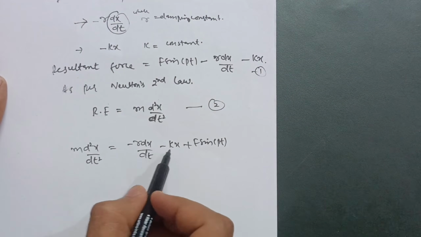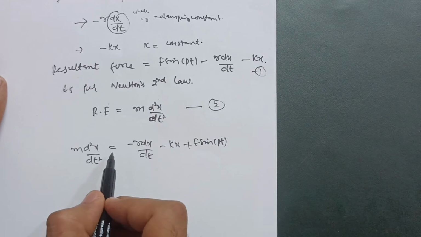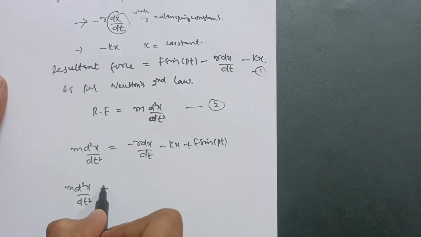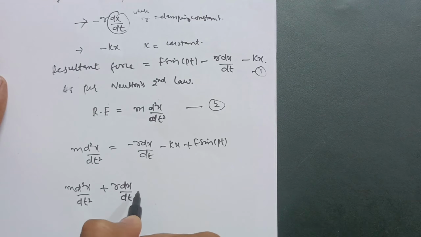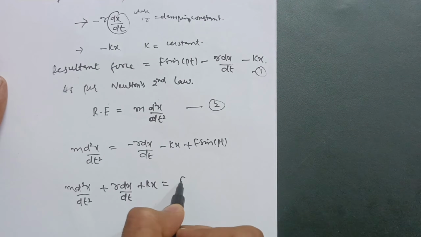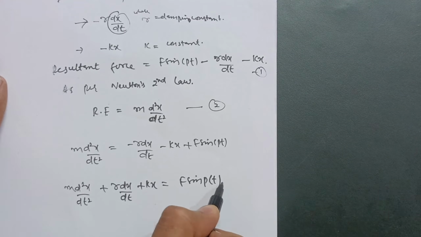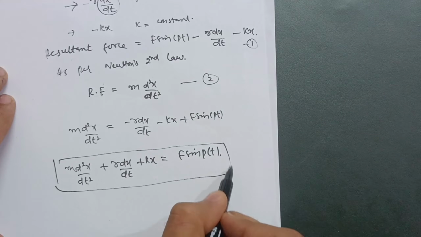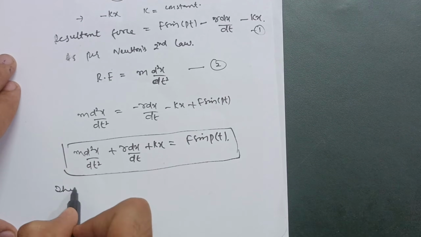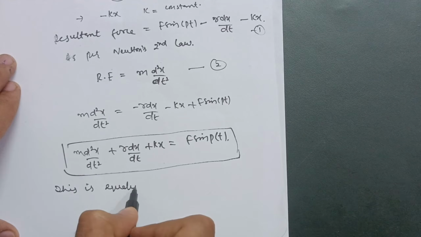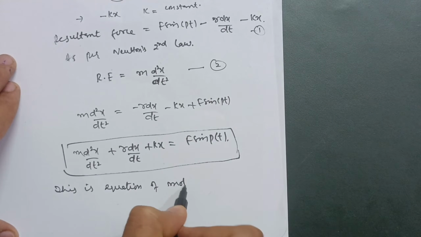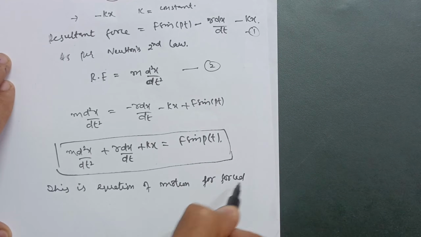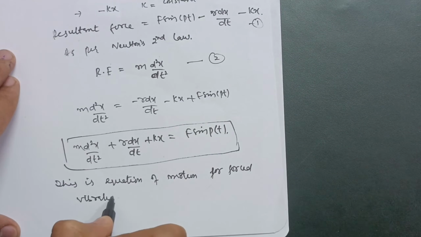Now I can just transfer these negative terms onto the left hand side. So m d square x upon dt square plus r dx upon dt plus kx is equal to F sin pt. So this is another equation. This is the equation of motion for forced vibrations.